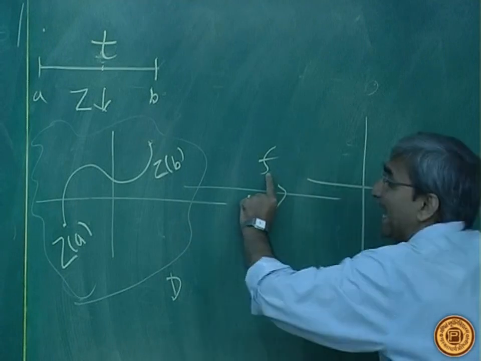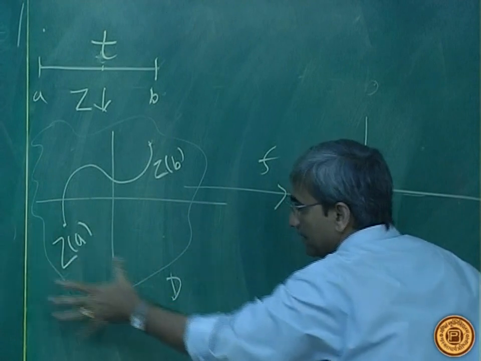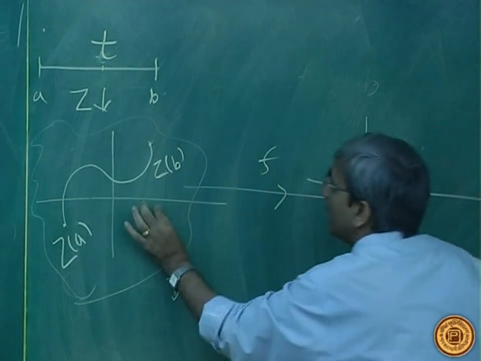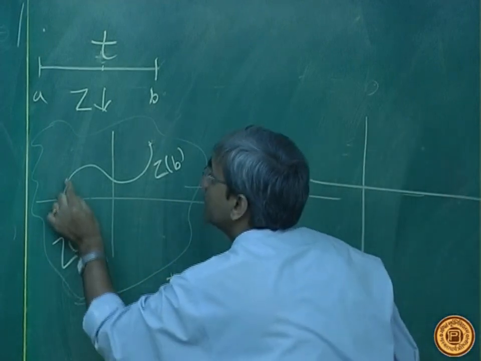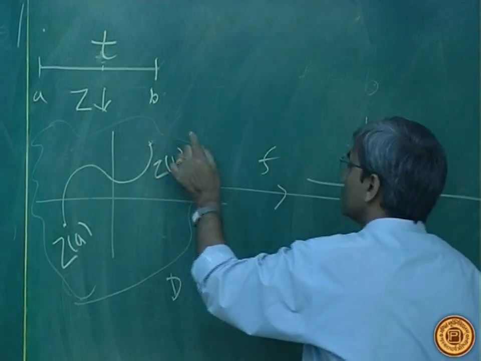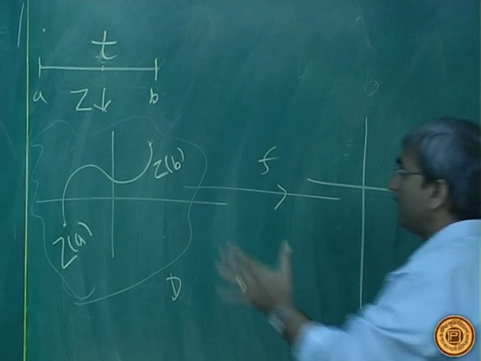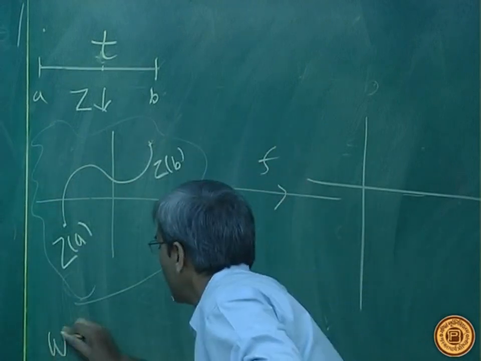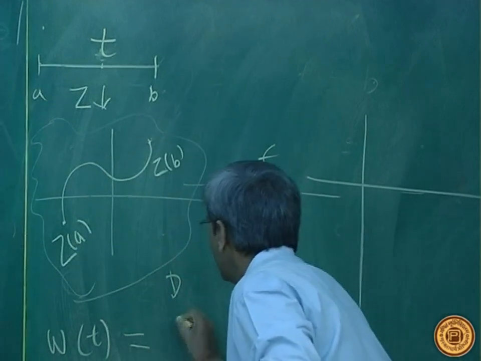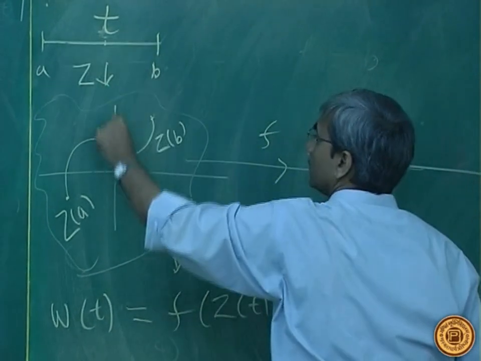Now f will act on these points because this curve is in the domain of f. So this is D, and at every point of D, f can act and produce a complex number. In particular, it will act on zt. So we will have f of zt. I define f of zt as a function now on interval AB, and that is defined as wt. So wt is defined on interval AB as f of zt. It's a composite function: first here and then here.